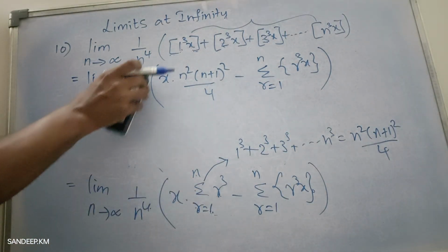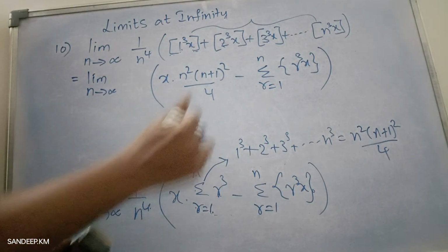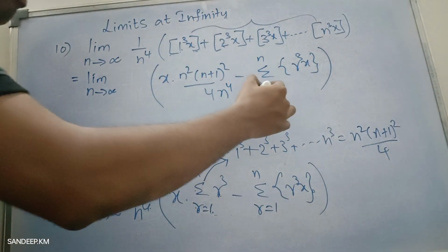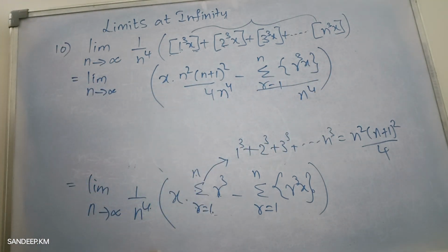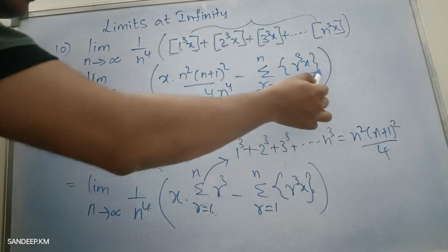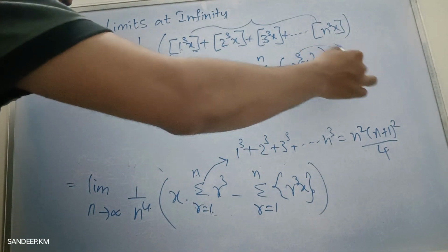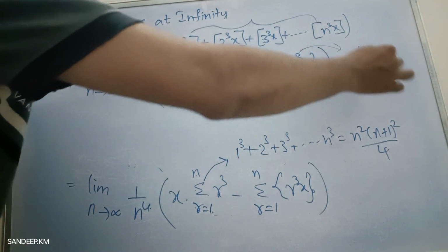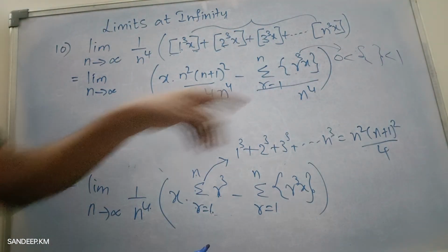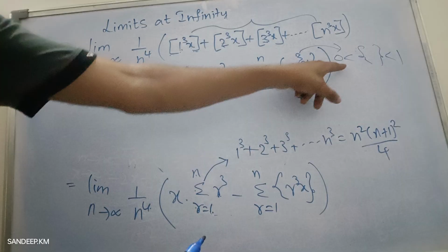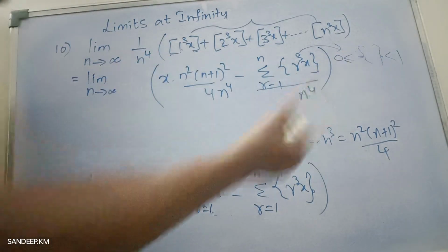So when I take 1 by n power 4 inside, n power 4 will come here and at the same time n power 4 will come in the denominator. Now the decision making step, you have to understand this. Fractional part of a number is always between what? A fractional part of a number is always between 0 and 1, correct or not? Which means it is a proper fraction. It can be 0 also.